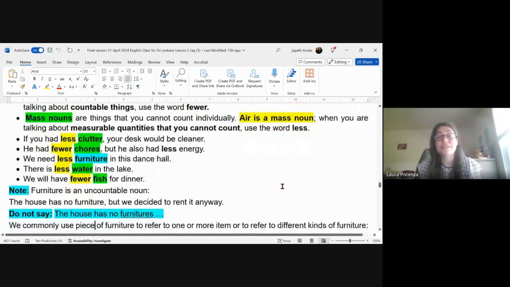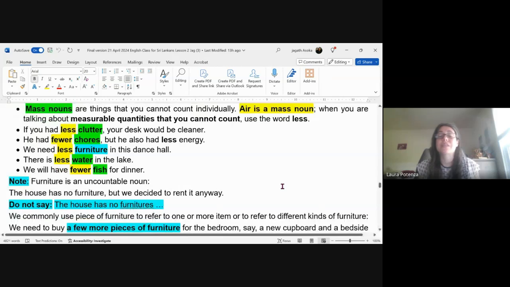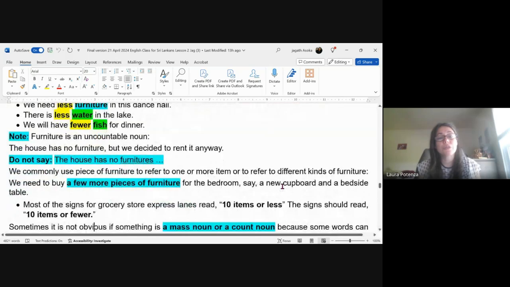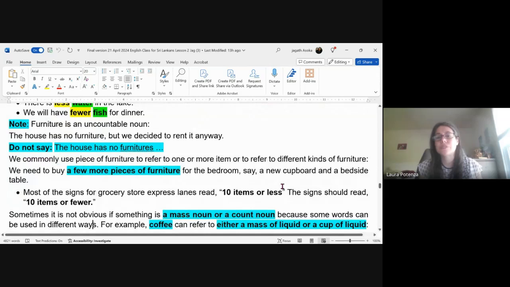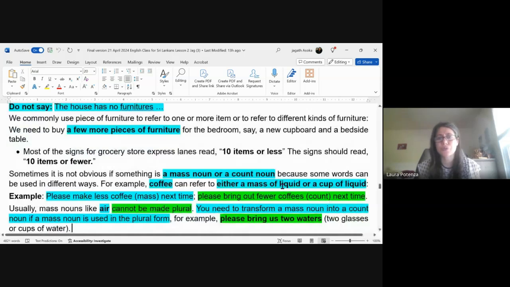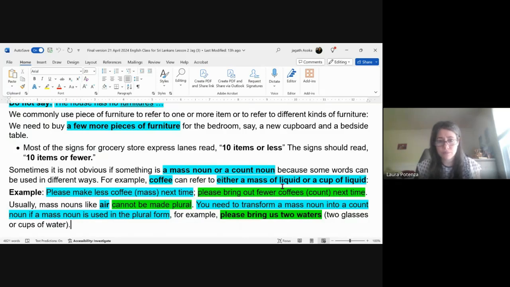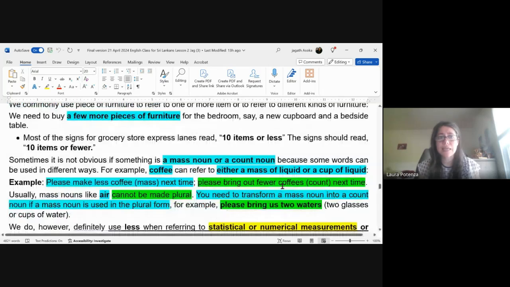So note, furniture is an uncountable noun. The house has no furniture, but we decided to rent it anyway. You wouldn't say the house has no furnitures. We commonly use a piece of furniture to refer to one or more items or to refer to different kinds of furniture. We need to buy a few more pieces of furniture for the bedroom, say a new cupboard or a bedside table. Most of the signs for grocery store express lanes read 10 items or less. The signs should read 10 items or fewer.